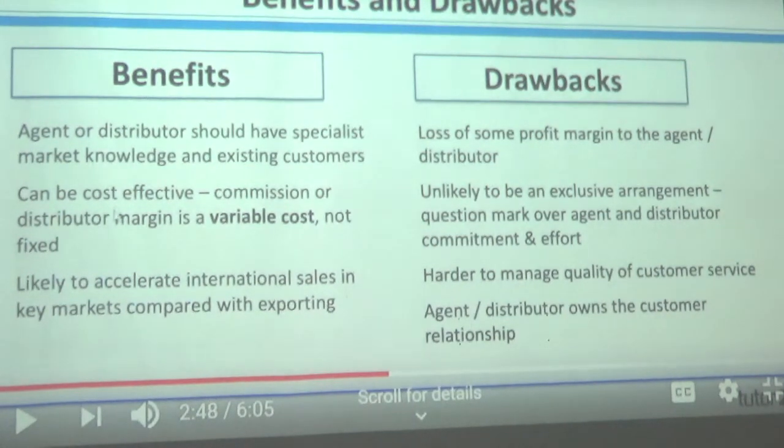It can be cost effective. Commission or distributor margin is a variable cost, so whoever's selling for you is adding to the cost. We know that the iPhone was more expensive in Vietnam anyway, so that was just a markup of people selling in this country, so it wasn't something that would be unexpected, and it's not your cost. It can help to control a little bit better the questions and answers that people have about the product and give support. So that's important.